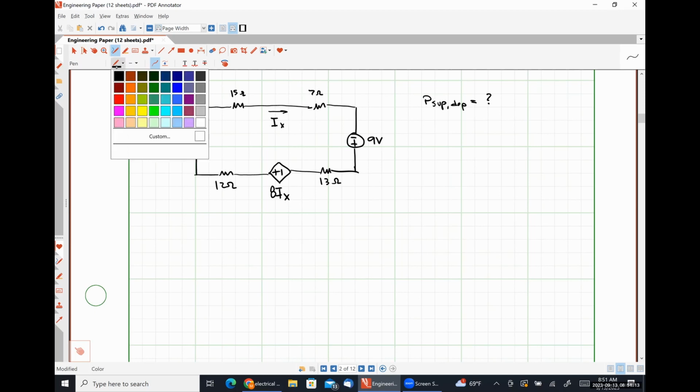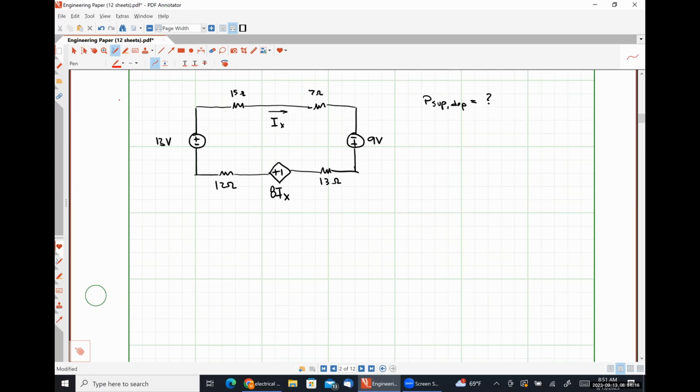So I'm going to define some voltage drops across these various resistors. Let's say that the voltage drop across this 15-ohm resistor, let's call it V15, and let's put positive polarity on the left. The voltage drop across the 7-ohm resistor is V7, and just for the sake of argument, let's put the positive polarity terminal on the right. For the 13 ohm resistor, let's put the positive polarity terminal on the right. And for the 12 ohm resistor, let's put the positive polarity terminal on the left. Now every single element in this circuit has some voltage associated with it.